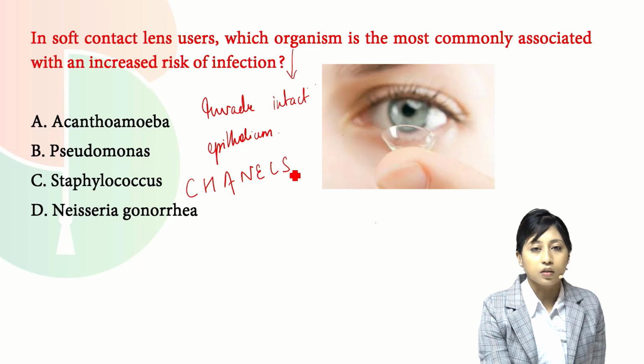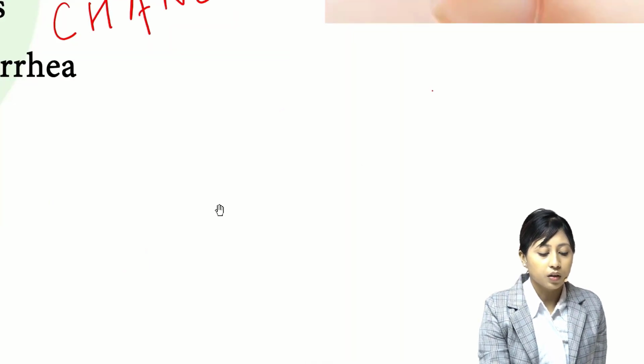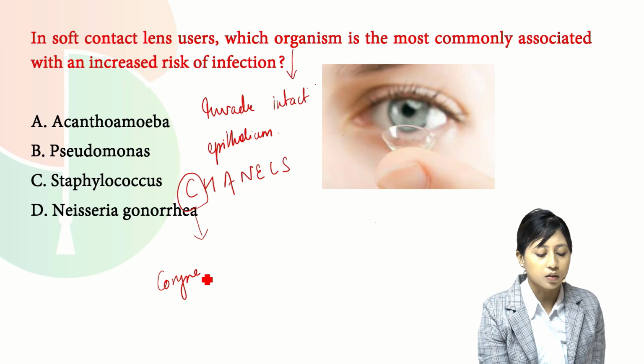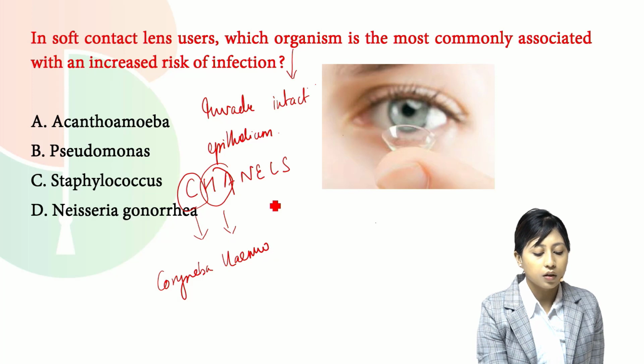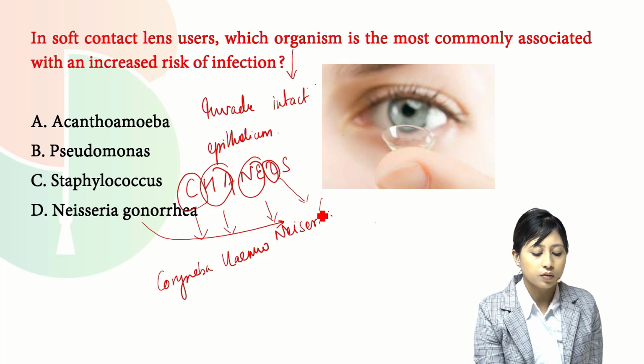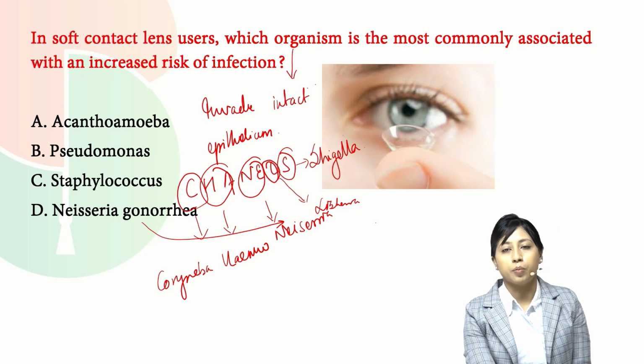We are seeing the channels every day, right? So what is the mnemonic and organism? C for Corynebacterium diphtheriae, HA for Haemophilus influenzae, and E for Neisseria gonorrhoeae, as you can see in this option. L for Listeria monocytogenes, and S for Shigella. So this is another important question. So you can always remember CHANELS.